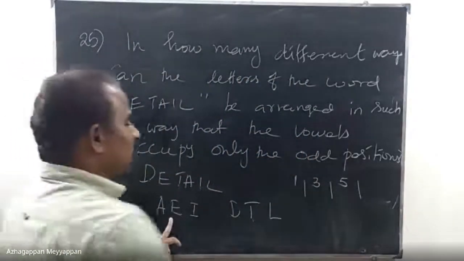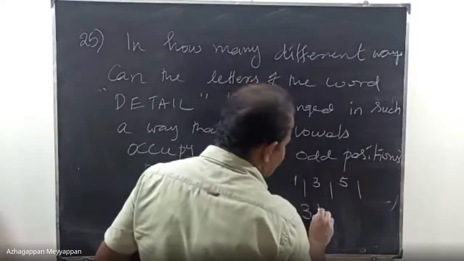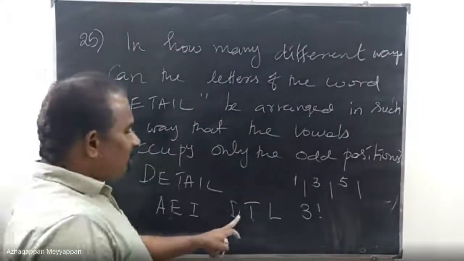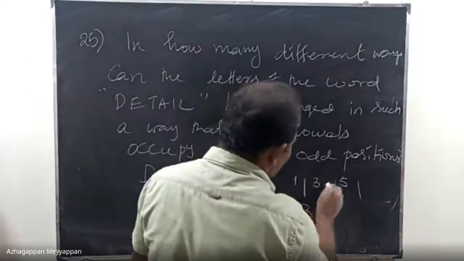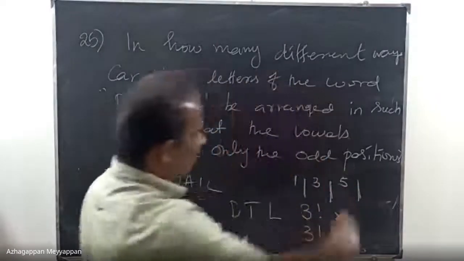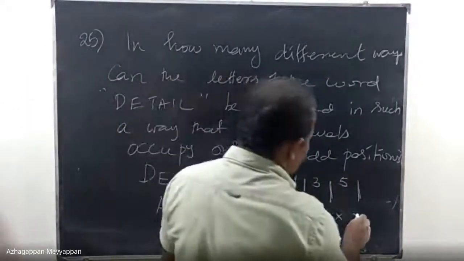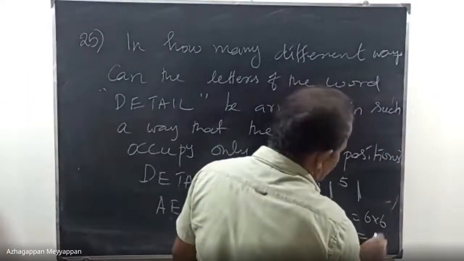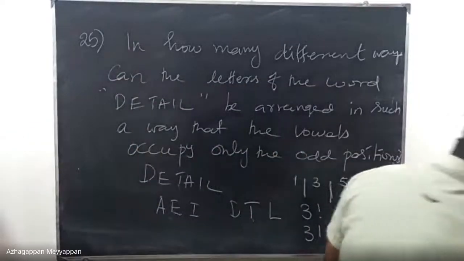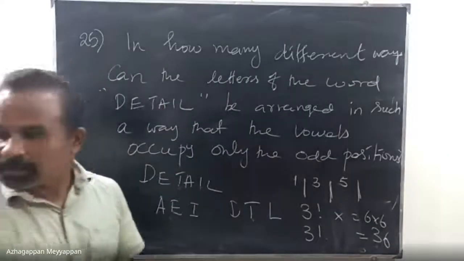So therefore, the three vowels occupy three places in simply 3 factorial ways. The consonants also occupy the even places, again 3 factorial. Therefore, the answer is 3 factorial into 3 factorial, so 6 into 6, which is equal to 36. Okay, I think stop.